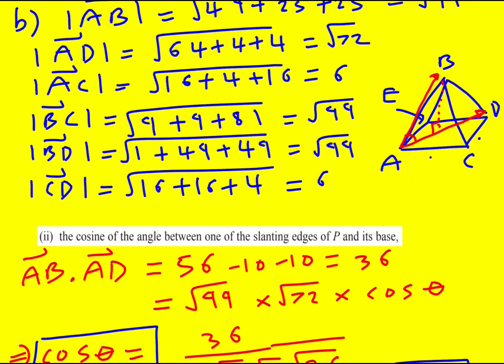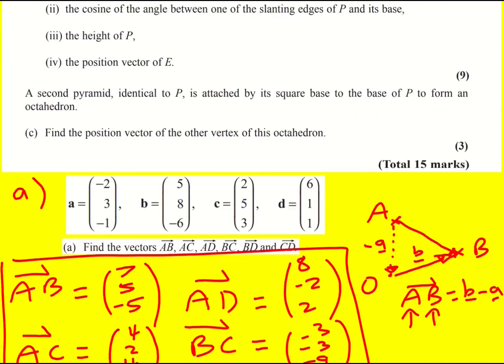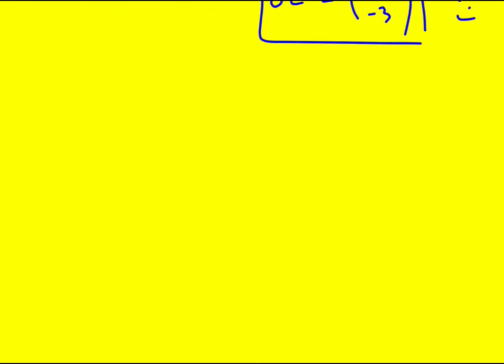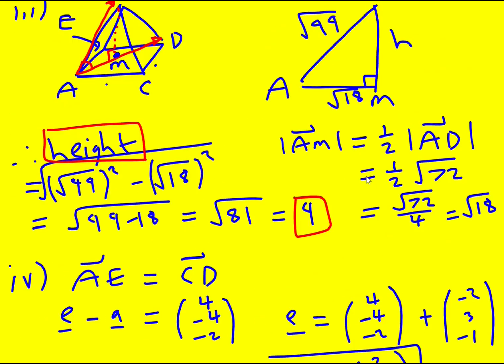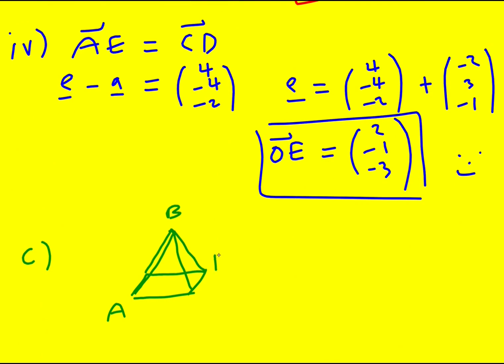We have one more part to go. And we're told that a second pyramid identical to P is attached by its square base to the base of P to form an octahedron. We're asked to find the position vector of this other vertex of the octahedron. So I've got my square base, and I've got my point at the top, which remember was B, and then I had A. I can't remember if I had C and D next. So yeah, oh yeah, D was along a diagonal, and then this was E.